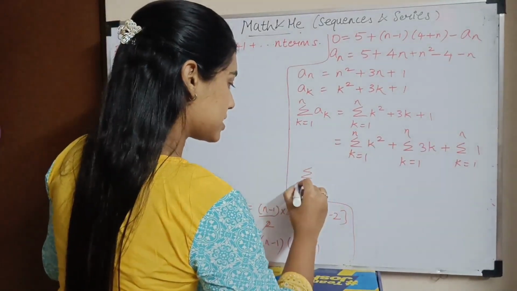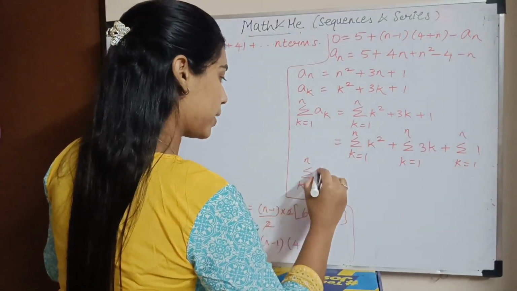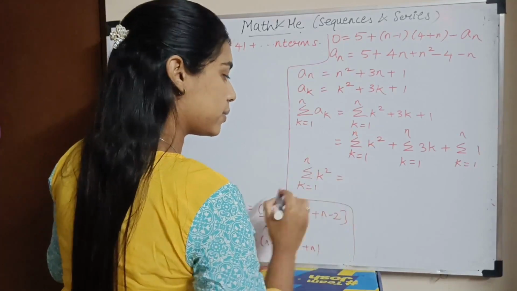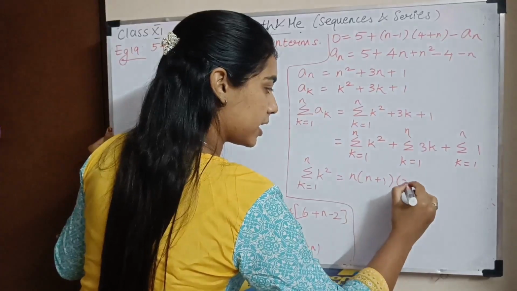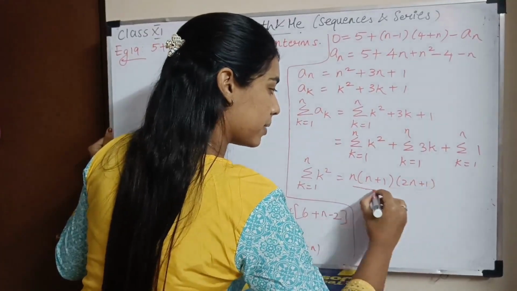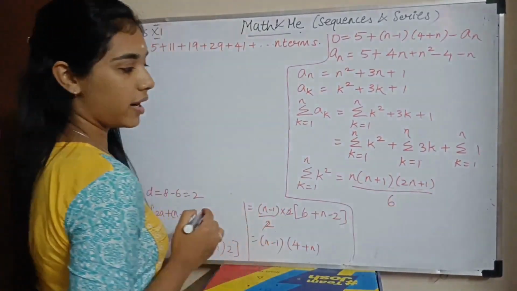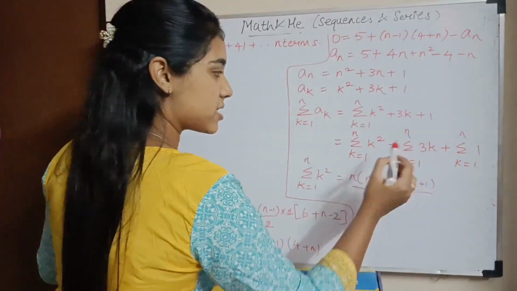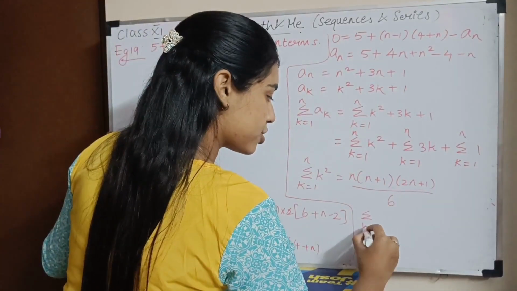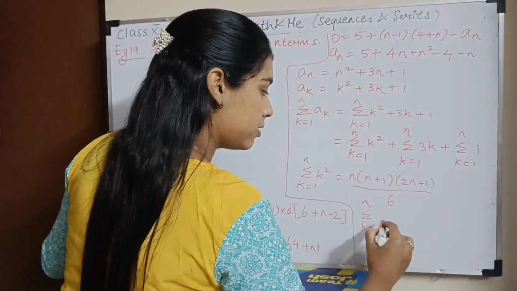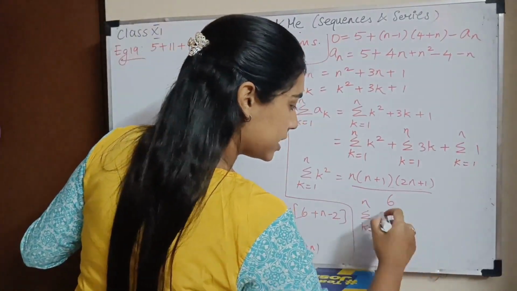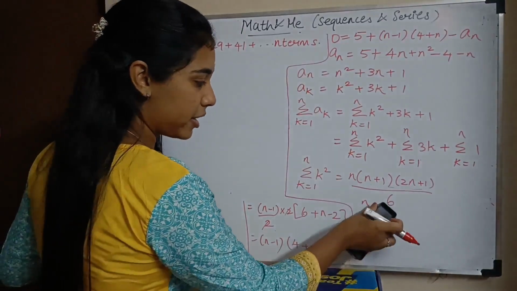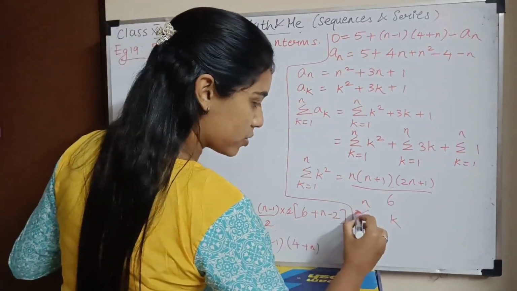What do I have? Summation of k equals 1 to n of k square equals n times n plus 1 times 2n plus 1 divided by 6. You should know all these by heart. Okay. Next, what do I have? Summation of k equals 1 to n of 3k. The 3 can be taken outside because it is independent of k. So I'm going to take the 3 outside.